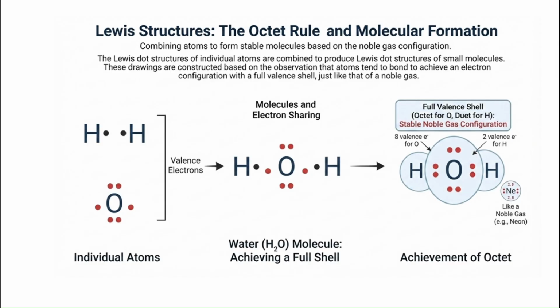Combining atoms allows us to form stable molecules based on the noble gas configuration. The Lewis structures of individual atoms are combined to produce Lewis structures of small molecules, achieving a full valence shell. These drawings are constructed based on the observation that atoms tend to bond to achieve an electron configuration with a full valence shell, just like that of a noble gas. As seen with water, H2O, achieving a full valence shell involves an octet for oxygen and a duet for hydrogen to form a stable noble gas configuration, neon.